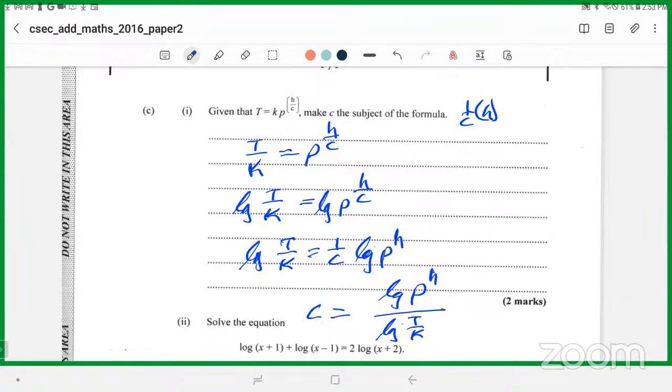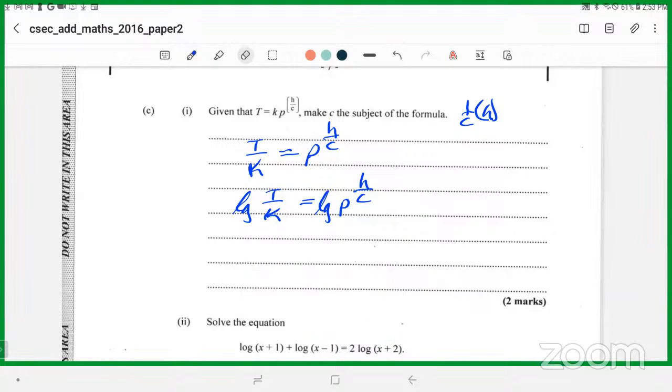Wait, so can you work from the second line again, please? You mean from here? Yeah. And this will get this 1 over c. Mm-hmm. All right.